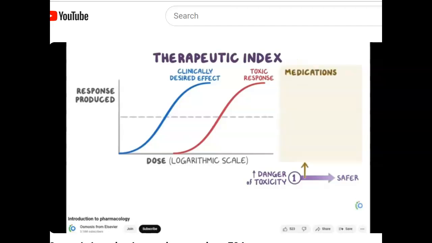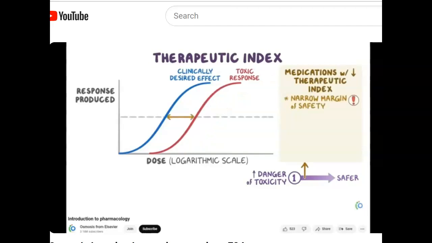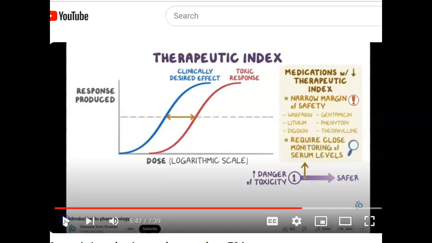Alright. Medications that have a low therapeutic index have a narrow margin of safety, which means that there is a thin line between the dose needed to produce the desired effect and the toxic dose. So these medications, including warfarin, lithium, digoxin, gentamicin, phenytoin, or theophylline, require close monitoring of serum levels.